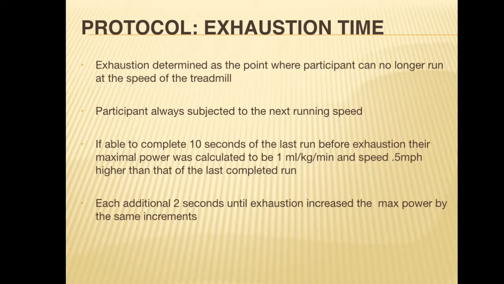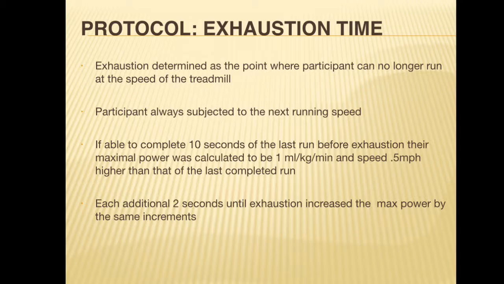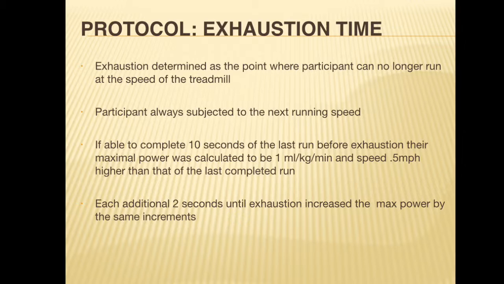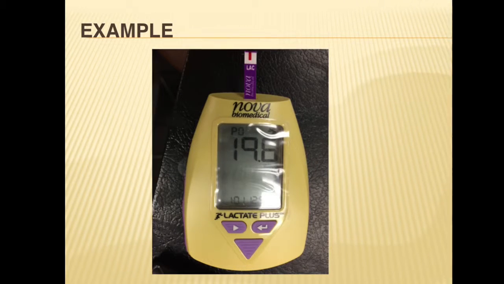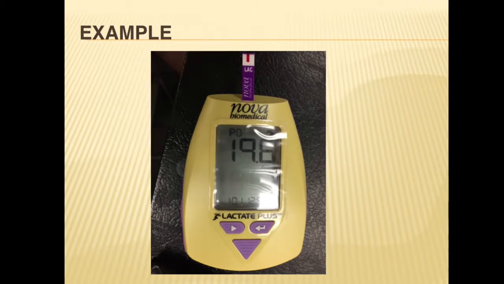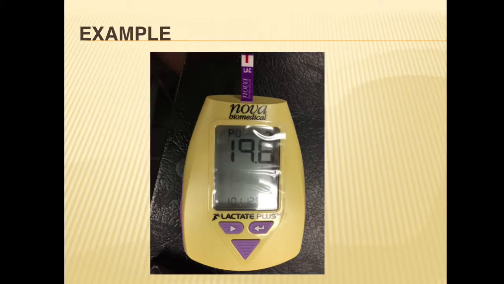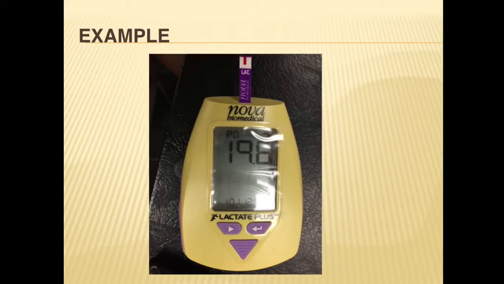Anyway, if they are able to complete 10 seconds of the last run before exhaustion, their maximal power was calculated to be plus 1 mLs per kg per minute, and speed plus 0.5 miles per hour higher than that of the last completed run. Each additional 2 seconds until exhaustion increased the max power by the exact same increments. So like I said, here's that lactate reading, where you can see the number has climbed significantly from a resting level to 19.6 millimoles, which certainly surpasses the mark of 10 millimoles that indicates max work.